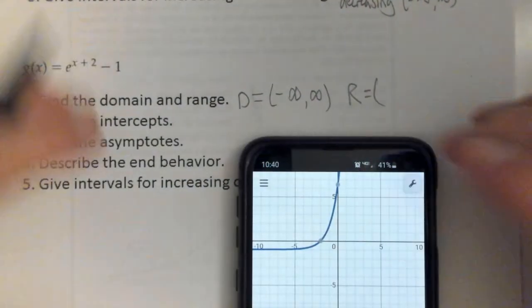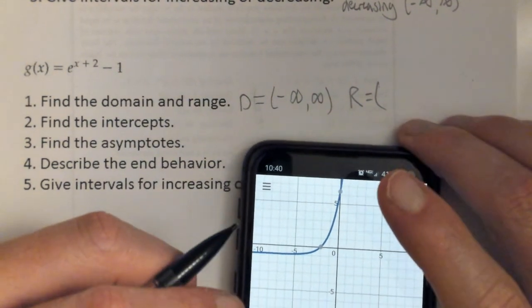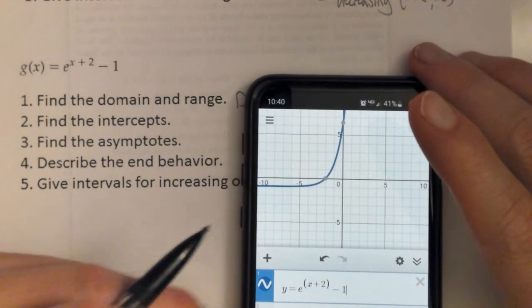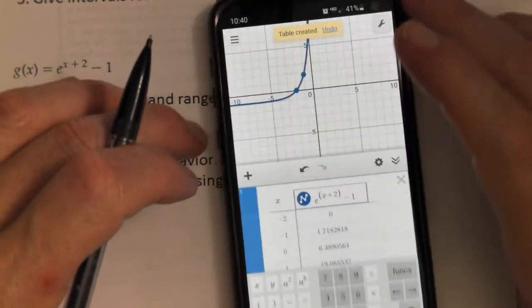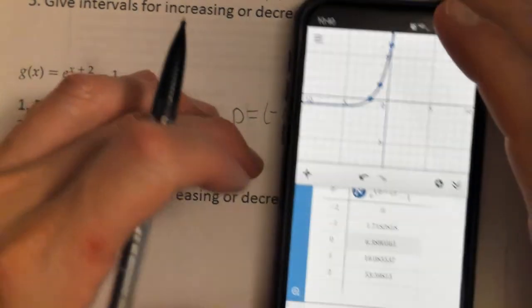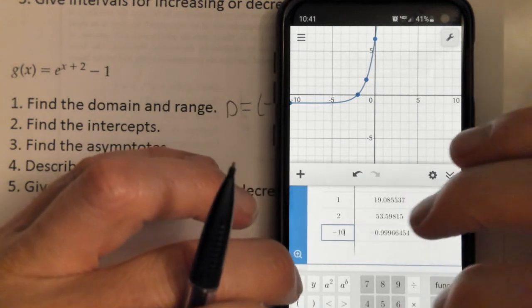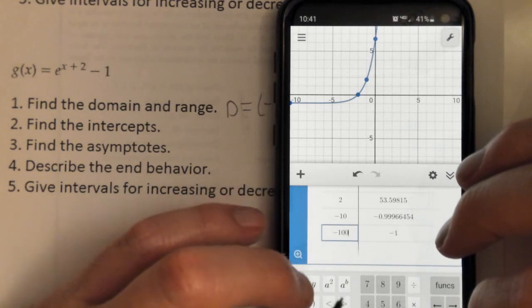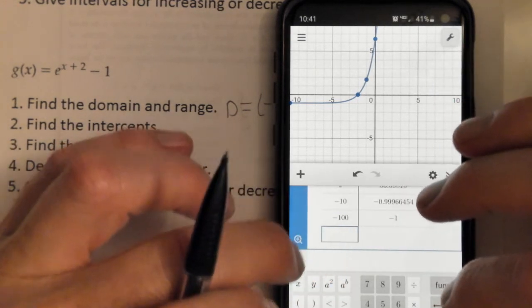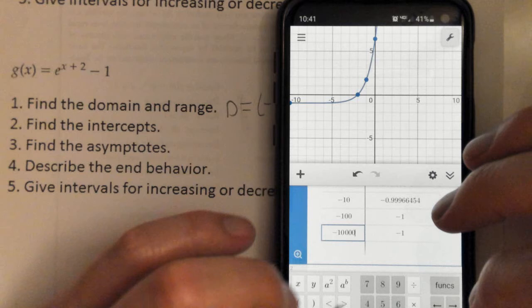Okay, if we're talking about the range, I know that it looks like there's a limit over here on this left-hand side, and so we need to see if we can determine what that limit is. And of course, we can add a table to get that pretty quickly. Alright, so here we go. So on the left-hand side, we're trying to see what our limit is going to be there. And so if I put in a -10, alright, we're getting close. -100 maybe. Alright, so -1,000. Alright, so it looks like -1 is my limit.